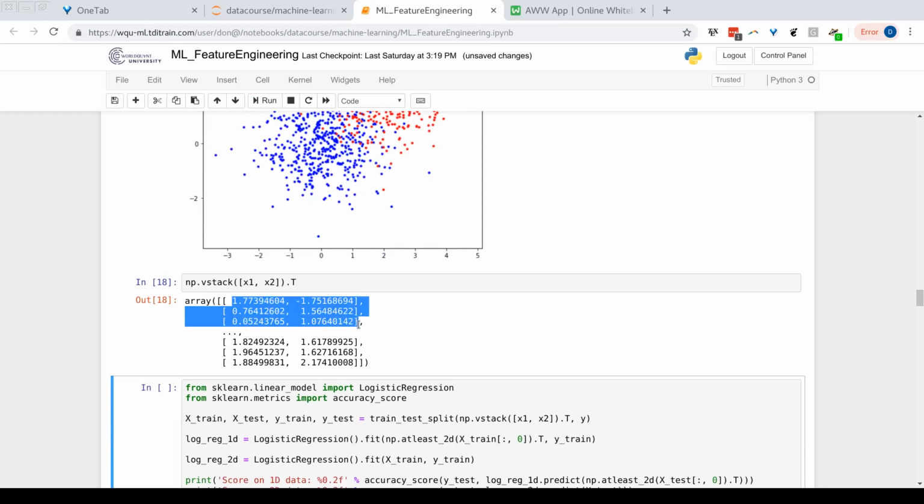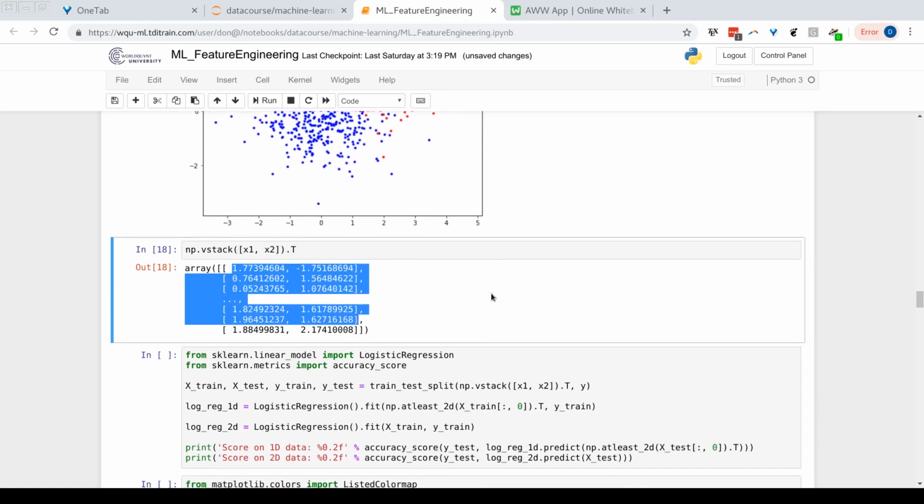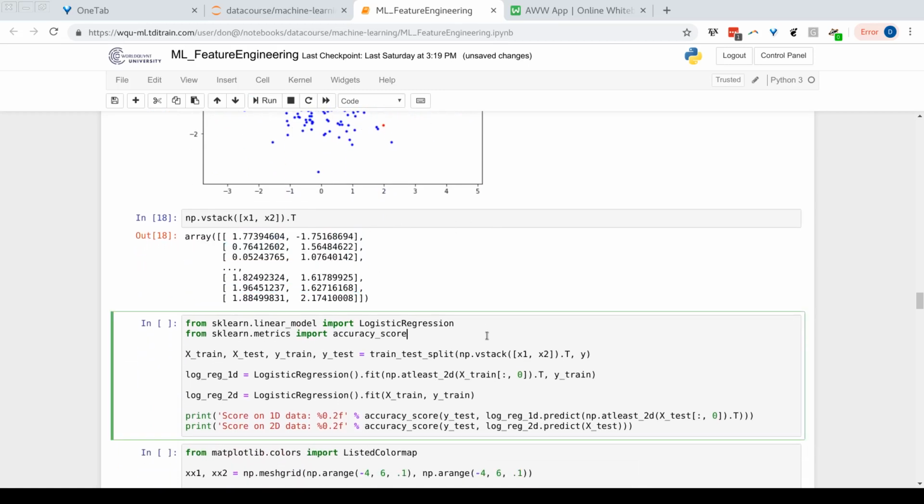So this is the combination of x1 and x2. Let's go ahead and use logistic regression, but let's go ahead and do it twice. Once it's only going to use one feature, and a second time where it's going to use both features, x1 and x2. So do a train test split. Let's import our logistic regression. Remember, logistic regression is a classifier, a linear classifier.